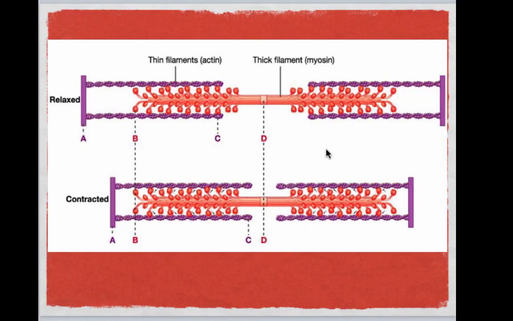Okay, that's it for this segment of the video. The second part of this lecture will talk about how the filaments actually slide. So how does the myosin actually grab onto the actin and pull it inwards? Stay tuned for that one.